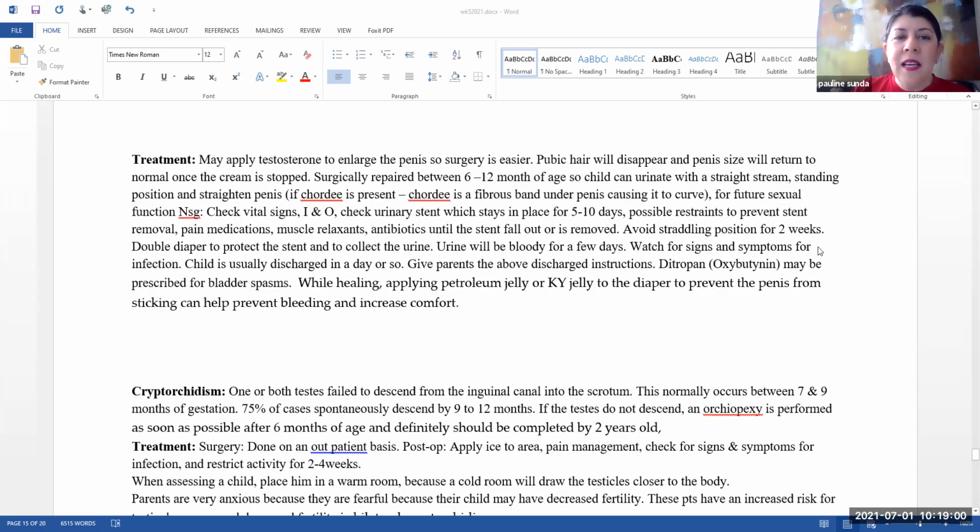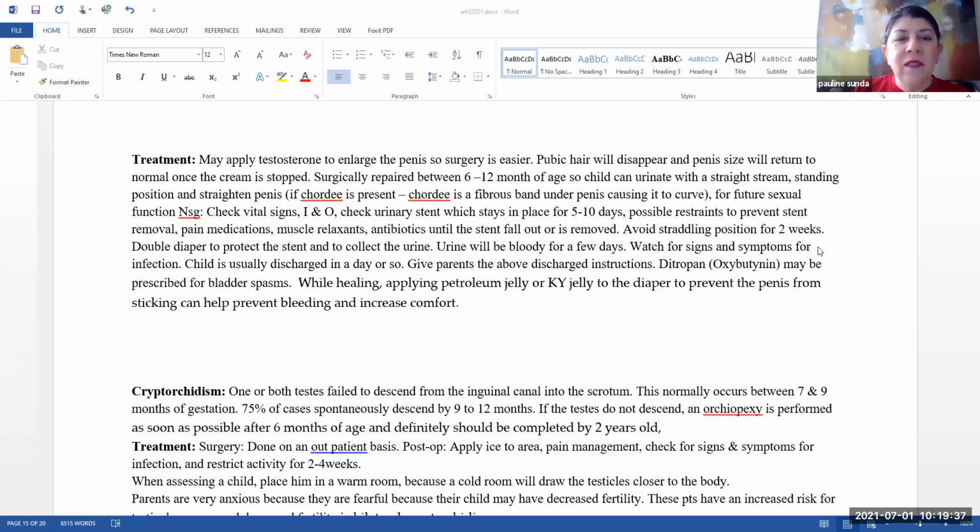Treatment, they may apply testosterone cream to enlarge the penis so surgery is easier. Pubic hair will disappear and the penis size will return to normal once the cream is stopped. Typically, surgery is performed between 6 and 12 months of age so the child can urinate with a straight stream in a standing position, and they will also straighten the penis if a chordee is present. A chordee is a fibrous band under the penis causing it to curve, and this is done to preserve future sexual functioning.